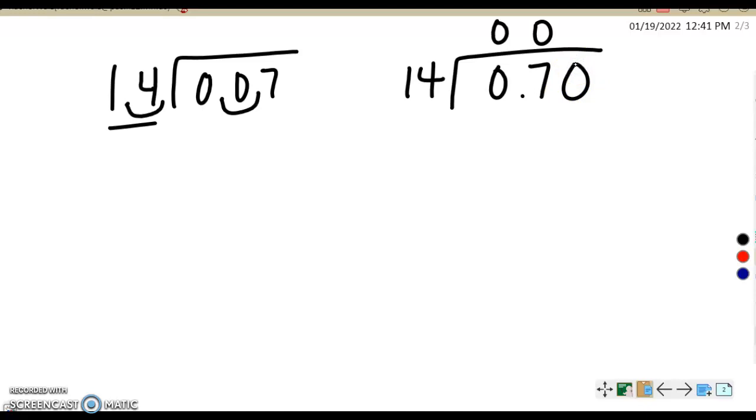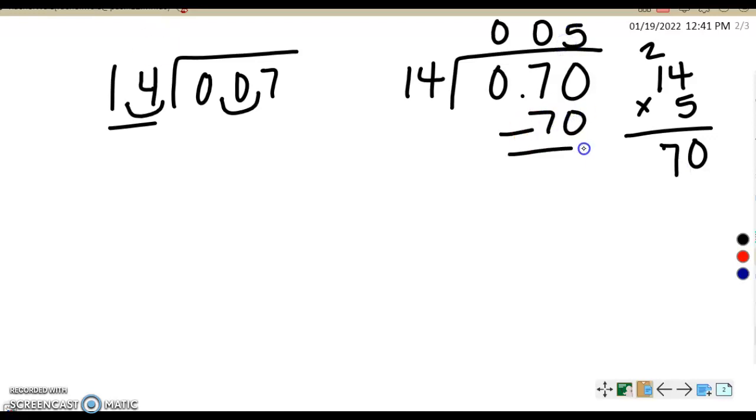I'm just not sure how many times, so we can do a little guessing and checking. We can definitely do 5 to start with. 5 times 4 is 20. 5 times 1 is 5 plus 2 is 7. So we have 5 times 14 is 70. Subtract and get 0 left over. And then no remainder, so we're good. We're just going to bring the decimal up into our answer. So our answer for this one is 0.05.